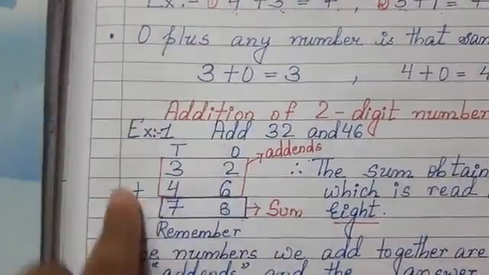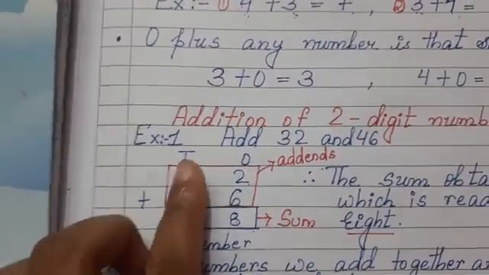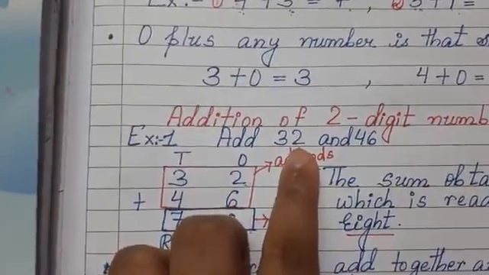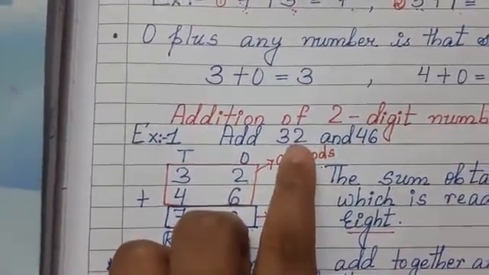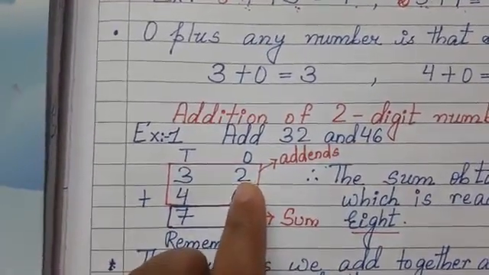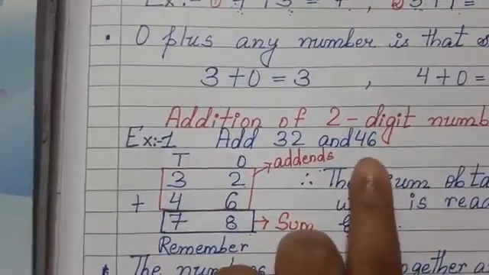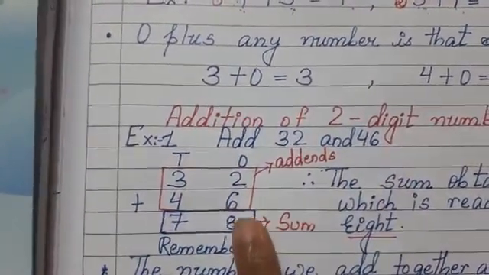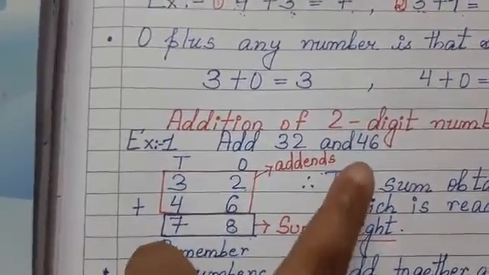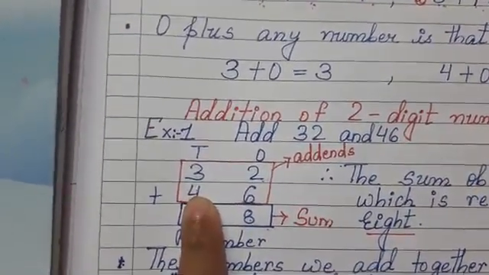So now we will learn how we will add the numbers 32 and 46. So see children, first I have written tens and ones. In the number 32, the 2 is in the ones place and the 3 is in the tens place. So I have written 2 under ones and 3 under tens. In the number 46, the 6 is in the ones place and the 4 is in the tens place. So I have written 6 under ones and 4 under tens. So now we will add.